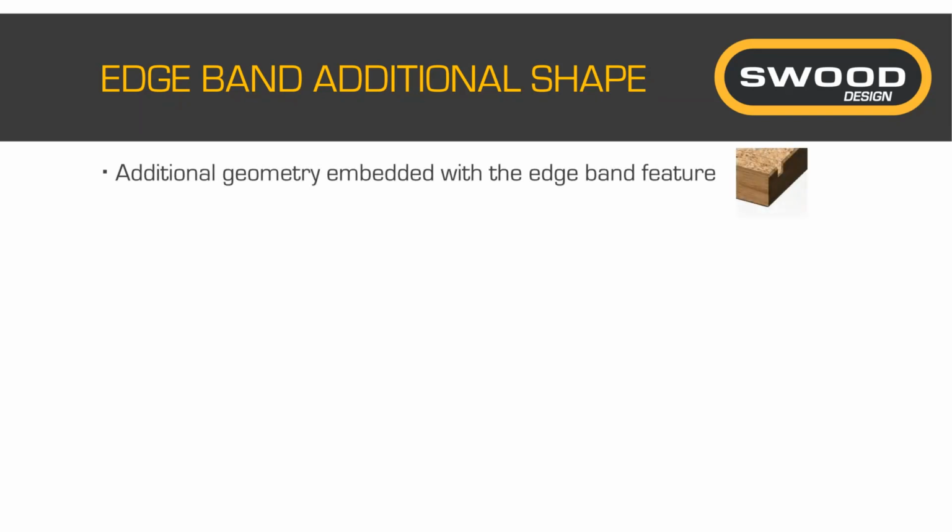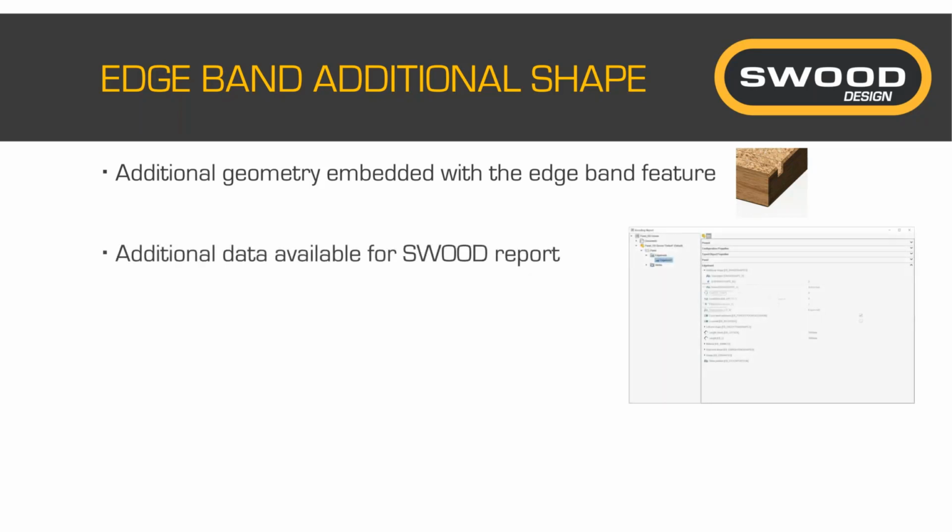So just to summarize, this feature gives us now a possibility to embed more information on our edge band feature, with the possibility to also define more geometry in our parts. Of course, all the data we will create for this shape will be also available on our SWOOD port, to be able to share that on the documents that we'll be able to share with the shop.